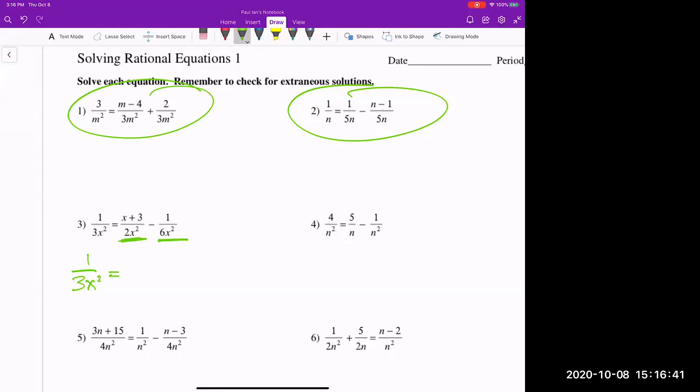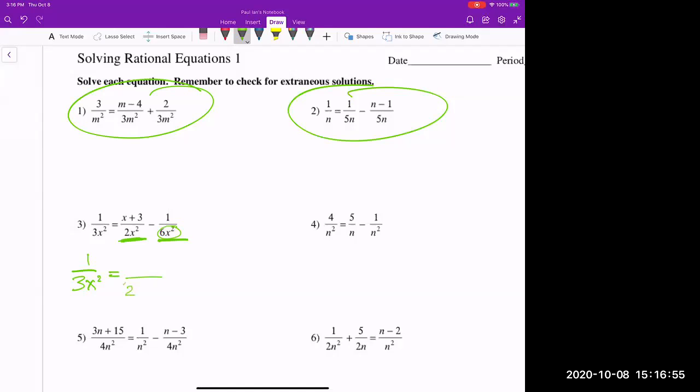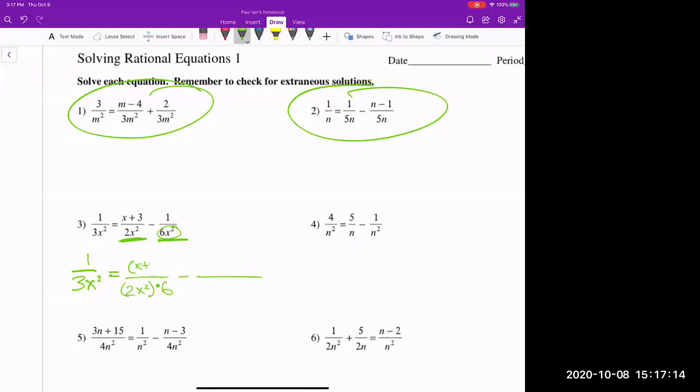What I usually do is this: whatever is in here that's not in here, I just multiply it. So x squared is already in both of them, right? Yeah. But it doesn't have a 6. So I do this 2x squared and then times 6. And then whatever you did to the bottom, you're gonna do to the top, right? Right? Yeah. So you do x plus 3 times 6.